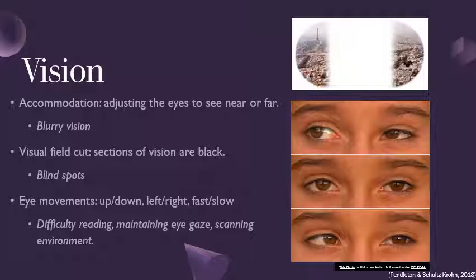Deficits with accommodation, or adjusting the eyes to see near or far, causes blurry vision. Having a visual field cut can affect either one or both of the eyes. It looks like a blank section in the vision, as seen in the center of the upper picture. It can make things like moving around in the environment as well as driving difficult.